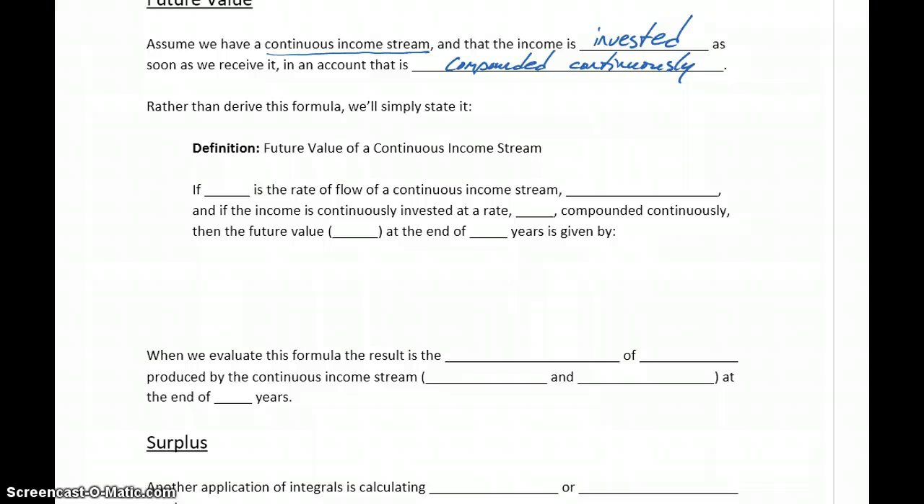So the future value of a continuous income stream: if f of t is the rate of flow of some continuous income stream, and 0 is less than or equal to lowercase t is less than or equal to capital T, and if the income is continuously invested at a rate r, so again, what's happening is we have money coming in from a continuous income stream. We're investing that in an account that's compounded continuously. Then the future value, capital FV, at the end of capital T years is given by capital FV.